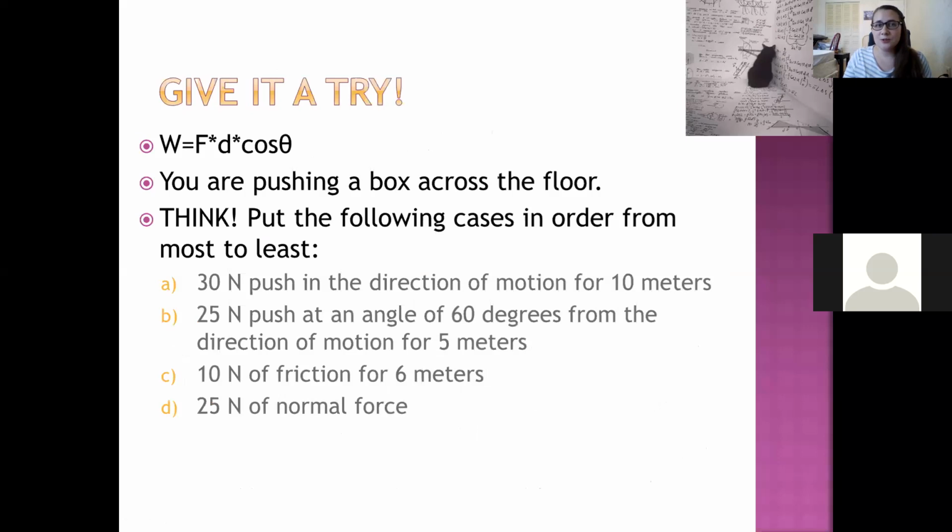So I want you to give this a try, just thinking through. If you have a calculator, that's super helpful. But there's our equation for work there at the top. Force times displacement times the cosine of the angle between our force and our displacement. So you're pushing a box across the floor. Think about these cases: in which one would you be doing the most work? Which one would you be doing the least work? Take a couple of minutes, go through this, and we'll come back together and go through the answer. Okie dokie, let's think through this together.